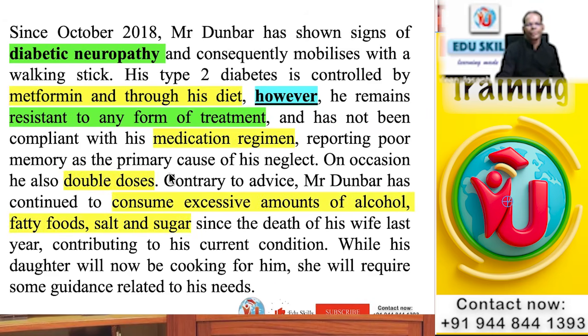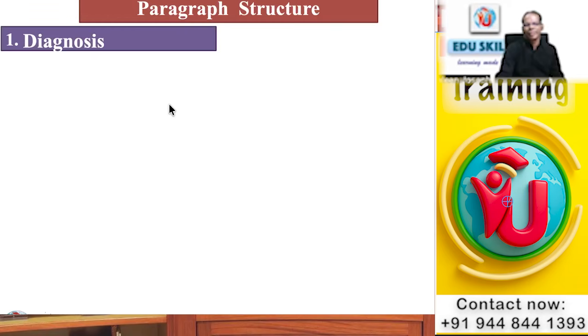Just to show you the structure. See, after the contrast, resistant to any form of treatment. It's very important, right? The doctor should know it's not taking the treatment properly, medication with double doses. And now I'll show you the paragraph structure.